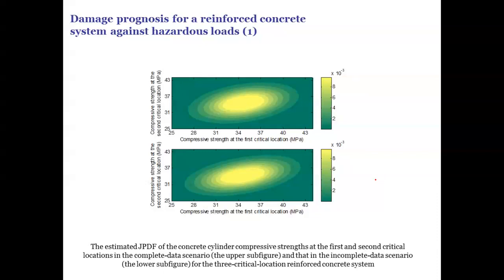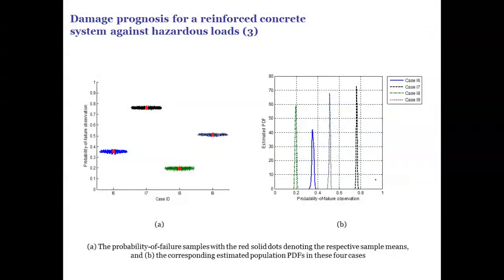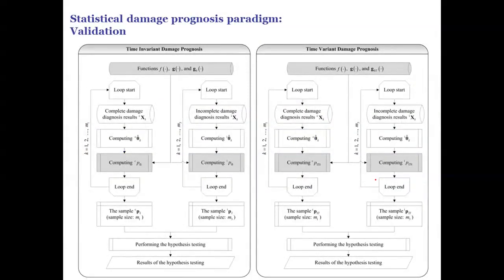This reinforced concrete system consists of 3 critical locations, and the system will fail if more than 2 of the critical locations fail. The critical location can typically be considered as the location of a plastic hinge, for example. All right, based on this, similar results have already been obtained. I'll skip the details of this.